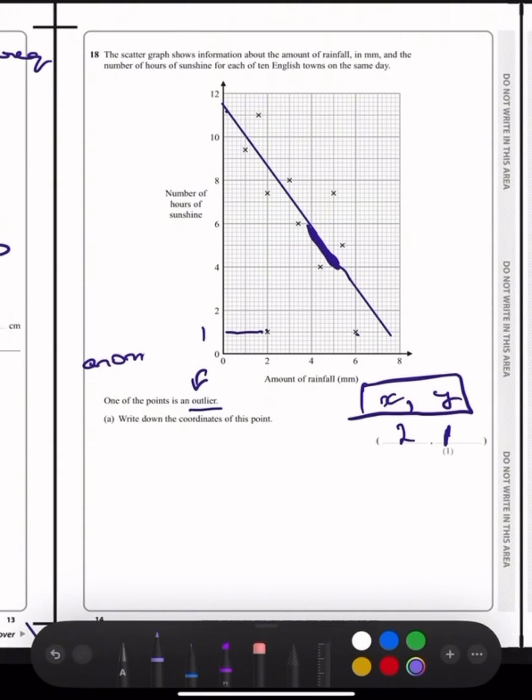So in this one, on the same day the English town had around 7 hours of sunshine. Using the scatter graph, estimate the amount of rainfall on this day. So we clearly know that 7 hours is a bit less, so it's probably over here. We can see that the amount of rainfall would be between 3 and 4.